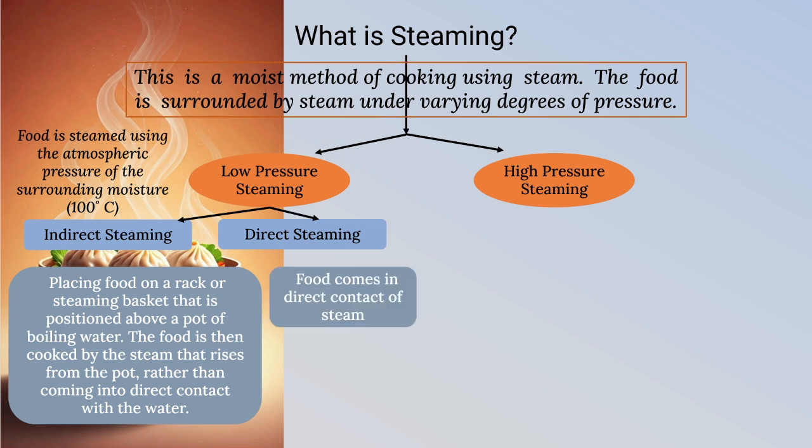What is direct steaming? Food comes in direct contact with the steam. Like if you have a steamer where you have some perforations, below that container the water is getting boiled, and through the holes the steam is coming out, and you are putting the product on top of that, like momos, and it is getting steamed. Okay, so that is direct steaming.